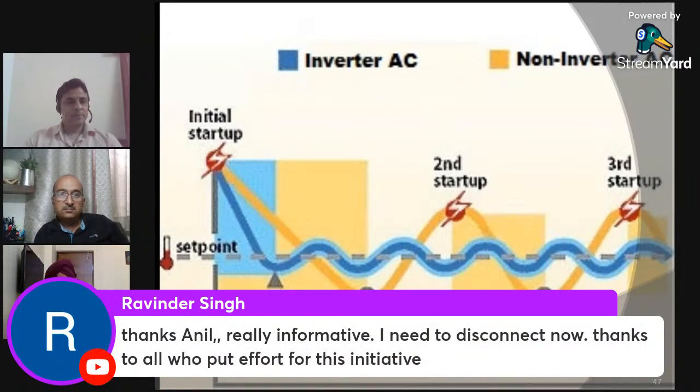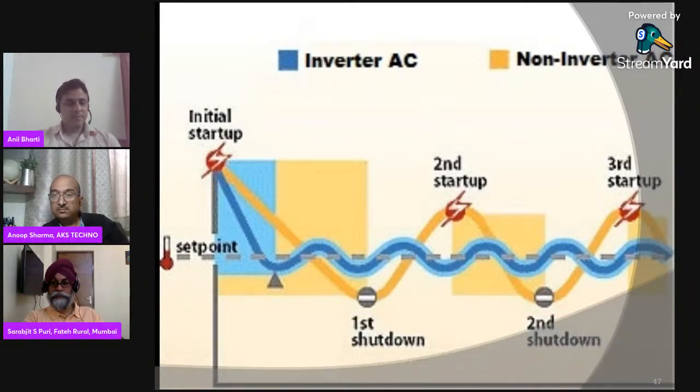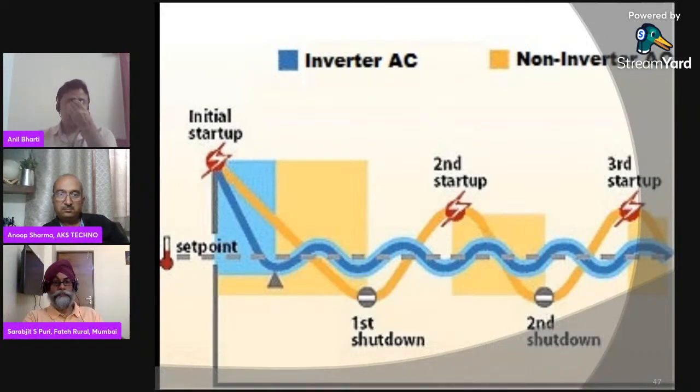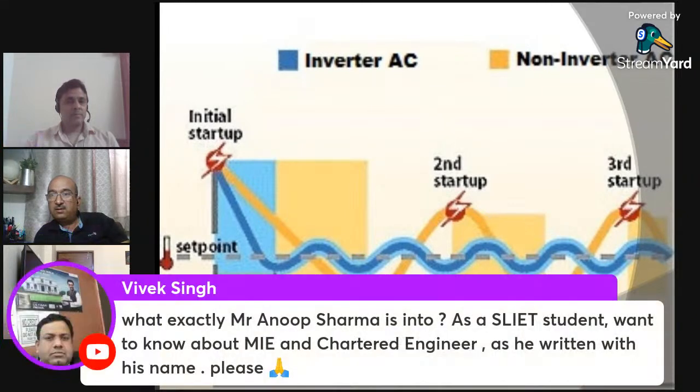Ravinder Singh says you have to disconnect. Okay, no problem. And there is one more point from Pushpinder Rani: VFD has a great role at industry level for energy optimization. It's good that now a similar function is coming in domestic cases through inverter AC. Okay, fine. Sir, you can take the question about yourself: what is an MIE and what is a chartered engineer and how it works.